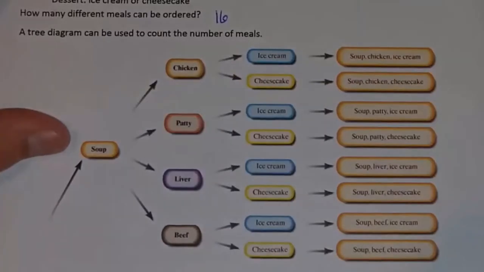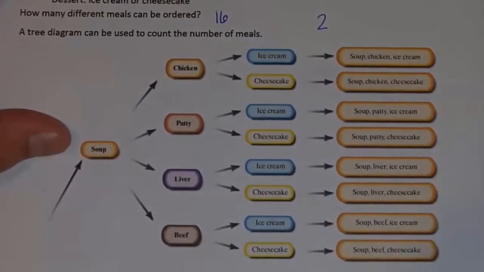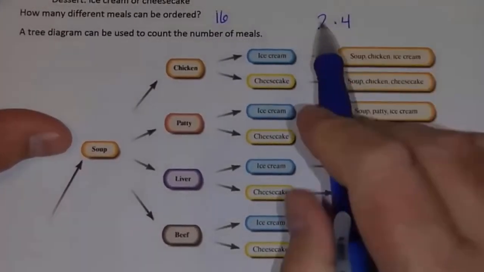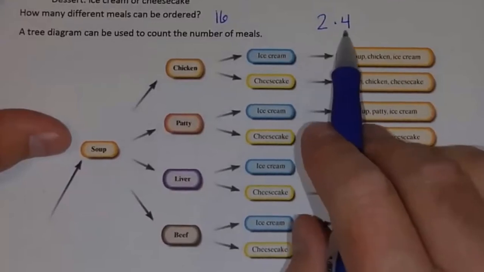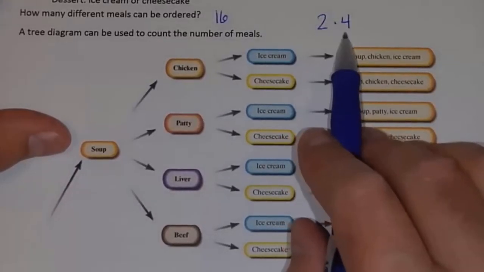So if you think about this, when we choose an appetizer, there's only 2 possibilities. So there's 2 choices for the appetizer. And then when we choose an entree, there are 4 choices for that. So there would be 2 times 4 different ways of choosing an appetizer and an entree.